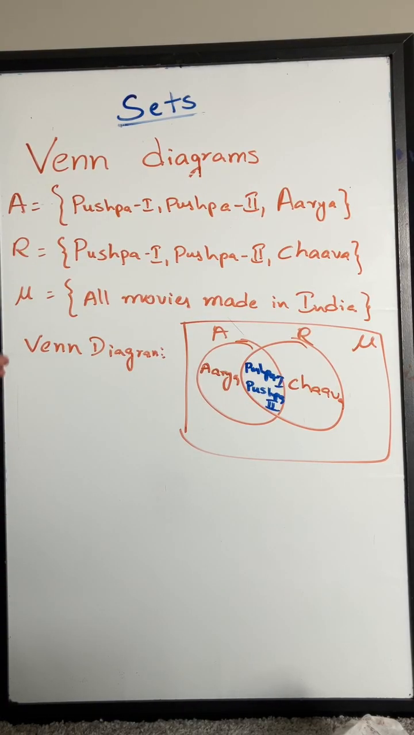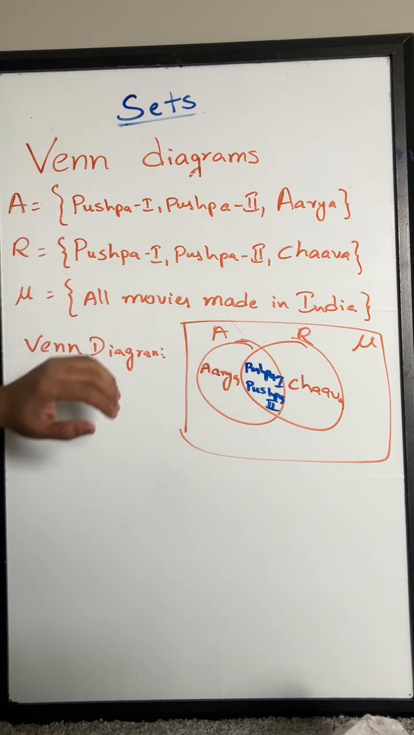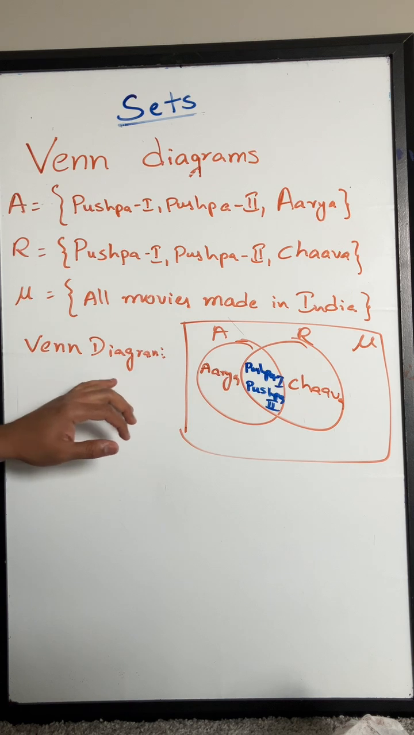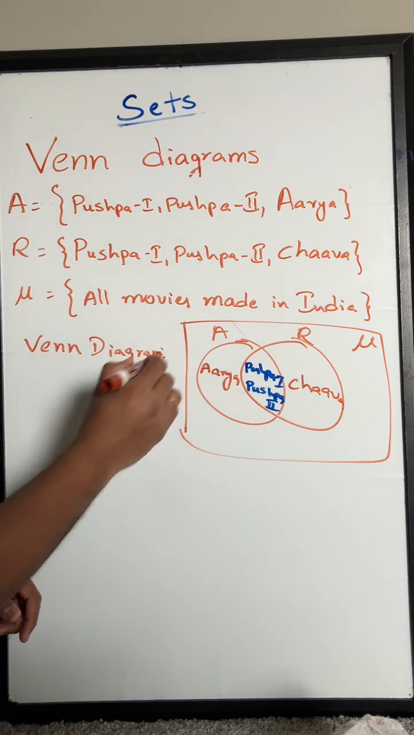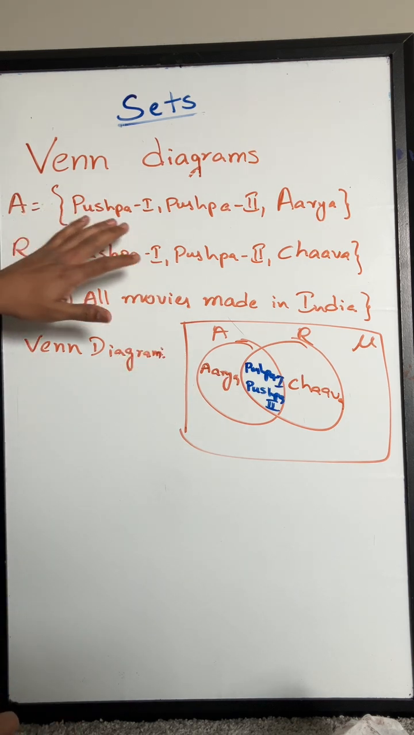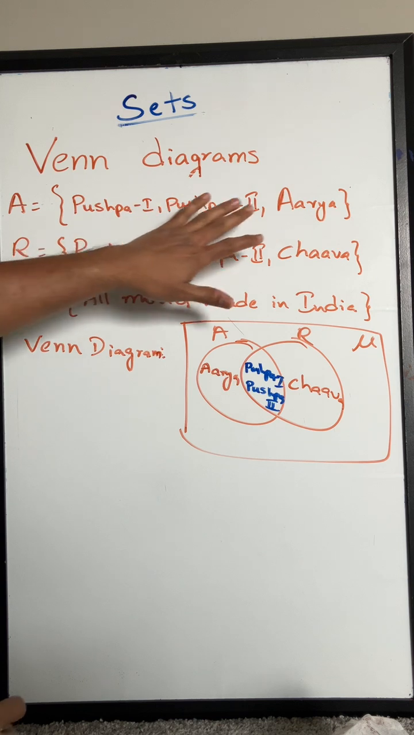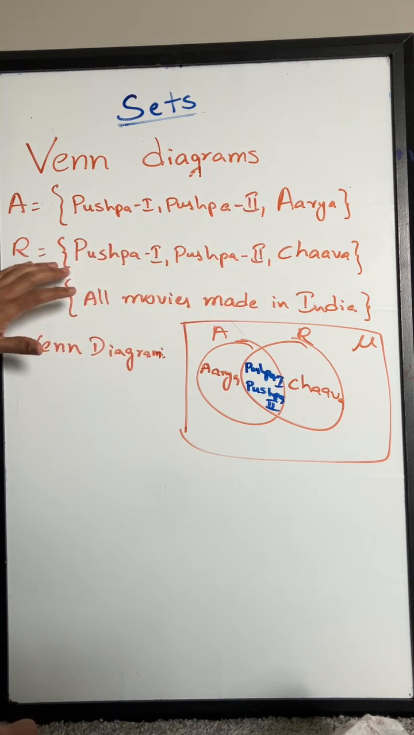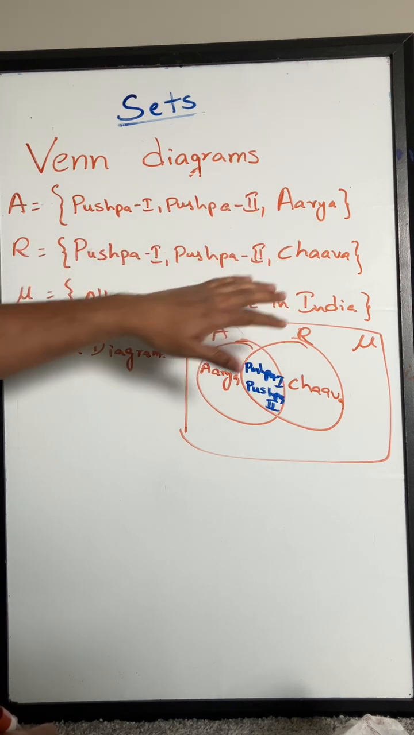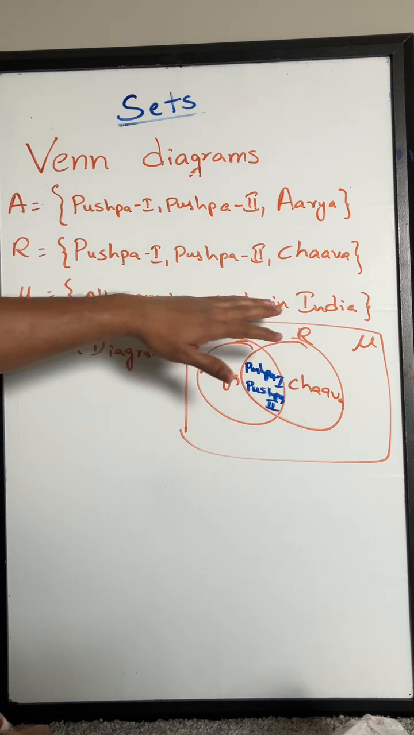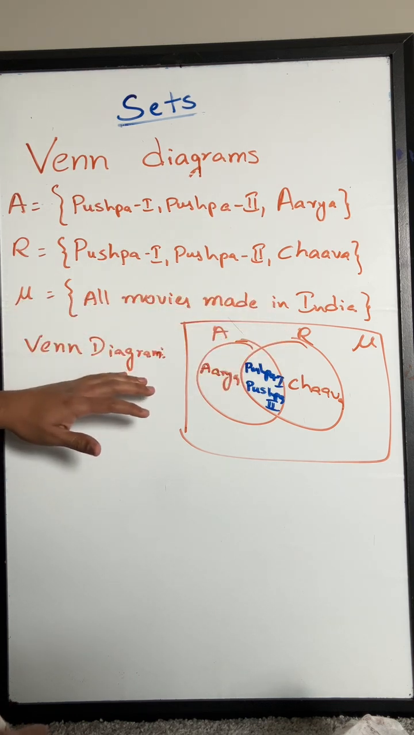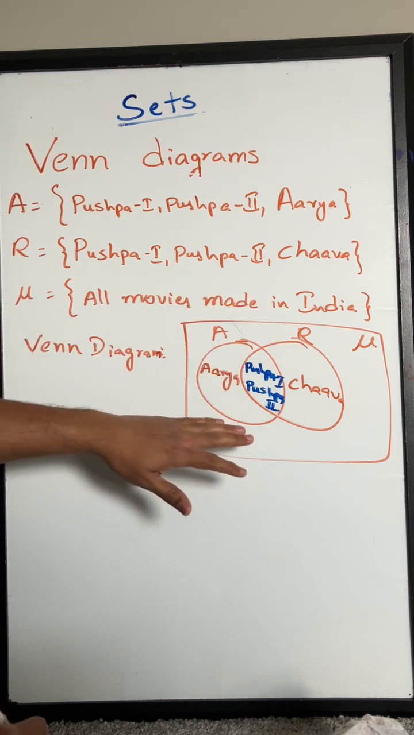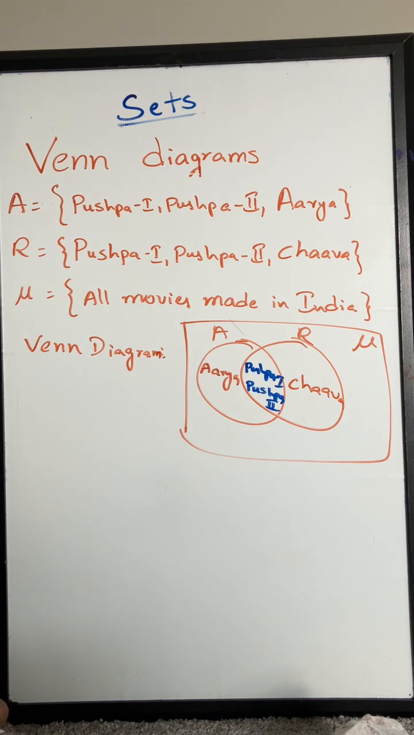Hi, let's continue with our example: Allu Arjun movies, Rashmika movies, and movies made in India. So that is our Venn diagram. Allu Arjun movies, I took a few examples: Pushpa 1, Pushpa 2 and Arya. Rashmika movies: Pushpa 1, Pushpa 2 and Chava. Mu is all movies made in India. When we make a Venn diagram, this is what it looks like. I explained it in the previous one.